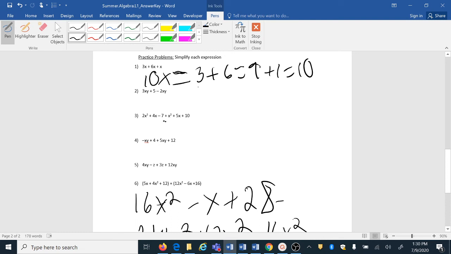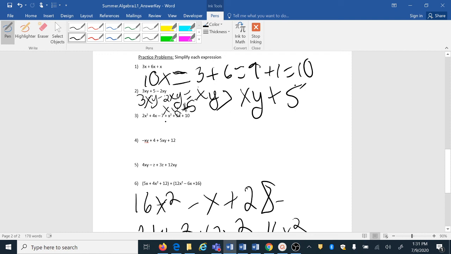A lot of people already handed in their work, and what they did was make almost like a pyramid. Let me show you what they did. They did 3xy minus 2xy equals xy, because 3 minus 2 is 1. And then underneath that, they just wrote xy plus 5. So they did each term on a separate line, and then they combined it at the end. So xy plus 5. Okay?